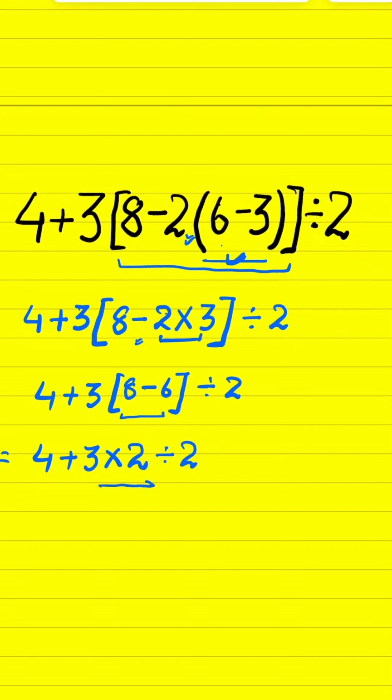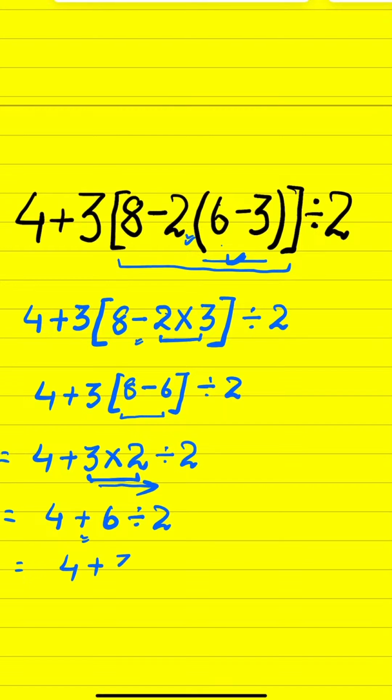Going from left to right, we have to do this multiplication first. So, 4 plus 3 times 2 is 6, then divided by 2. Now 6 divided by 2, because before addition we have to do the division. So 4 plus 6 divided by 2 is 3. Now 4 plus 3 is 7. 7 is the correct answer. So this is the correct way of doing it.